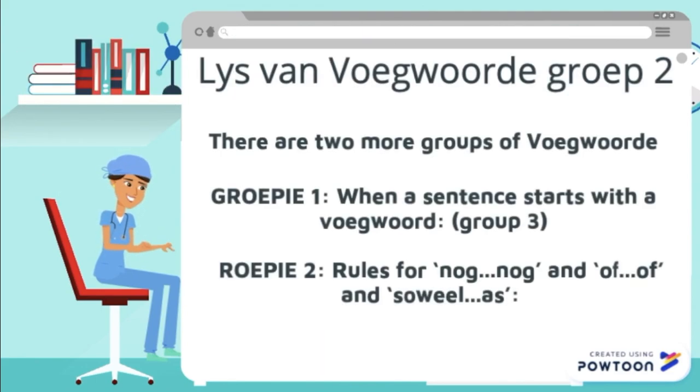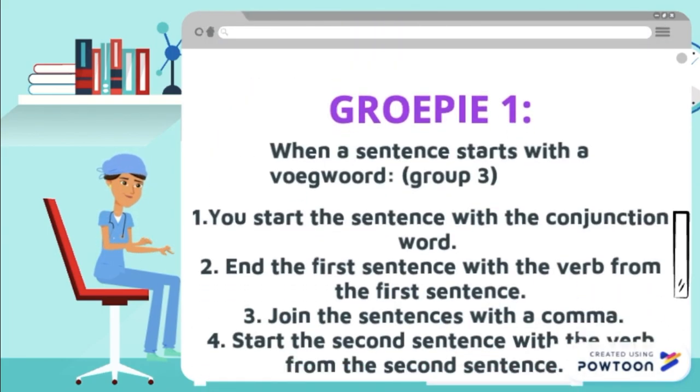There are 2 little additional rules for voegwoorde. Rule 1. When a sentence starts with a voegwoord. This specifically applies to groep 3. And the second rule: rules for noch en noch, of en of, and zoveel as. Let's take a look at the first rule.